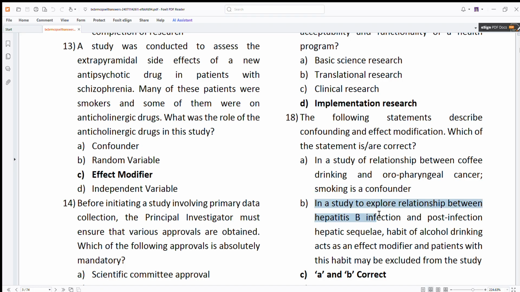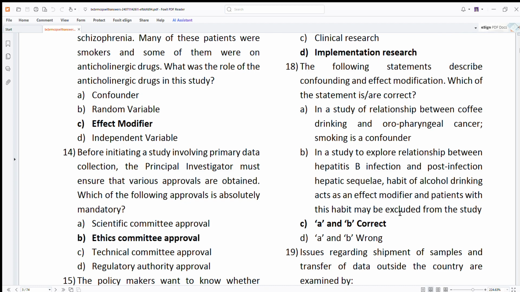Then in a study to explore the relationship between hepatitis B infection and post-infection hepatic sequelae, that is the effect on the liver, habit of alcohol drinking acts as an effect modifier, and patients with this habit may be excluded from the study. Yes, definitely. Alcohol drinking can act as an effect modifier. It can modify the hepatic sequelae or the complications in the liver. So it may be excluded. A and B both are correct.